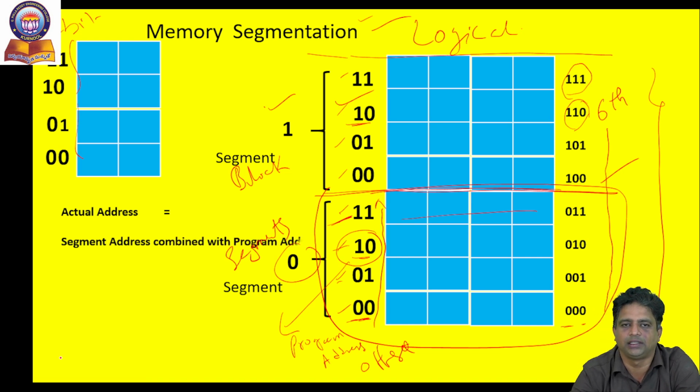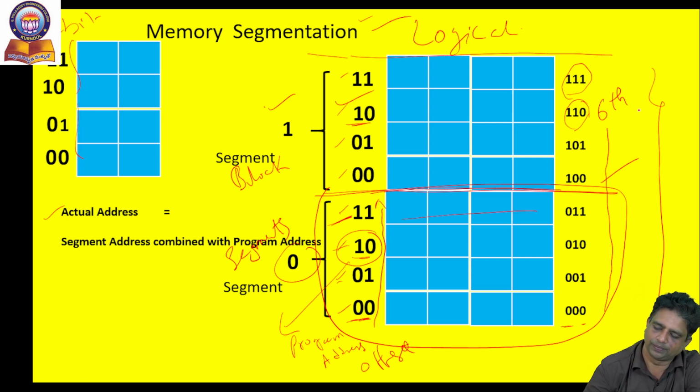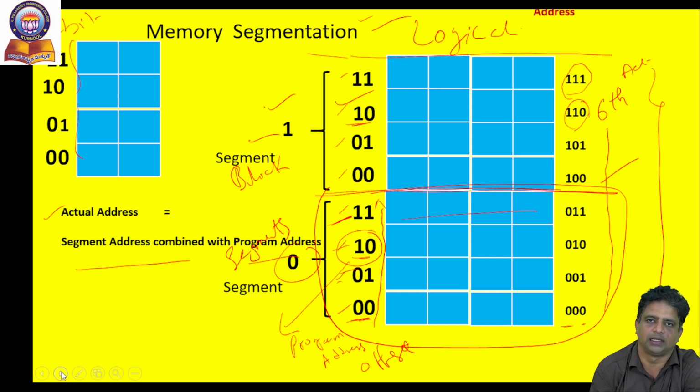Still the memory is working in the same capacity. How is it possible? It is not viewing it as a complete set of 1 TB or 2 TB. It will be seeing it in parts. How? The actual address will be the combination of segment address and program address. So this is what we call the physical address, and these are called segment addresses and offset addresses.